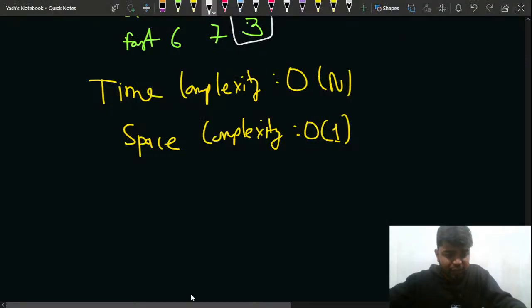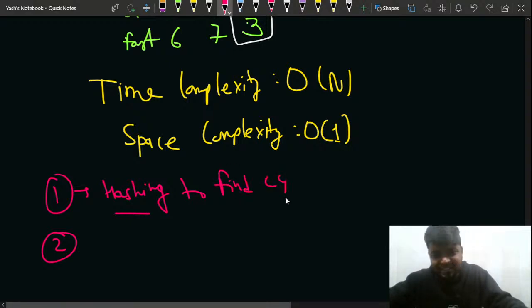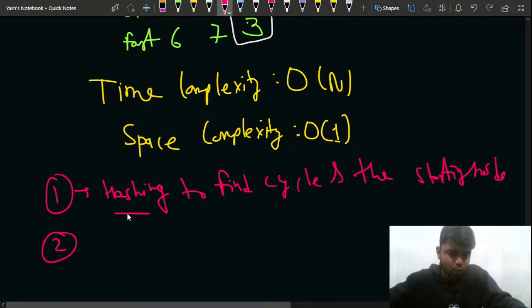So we discussed 2 approaches for this particular problem. In approach number 1, we use the concept of hashing, right? We use the concept of hashing to find the cycle and the starting node. Okay. And in approach number 2, we use the concept of what? Cycle detection algorithm, or you can say 2 pointers, right?